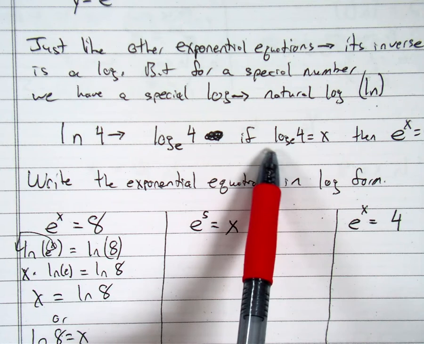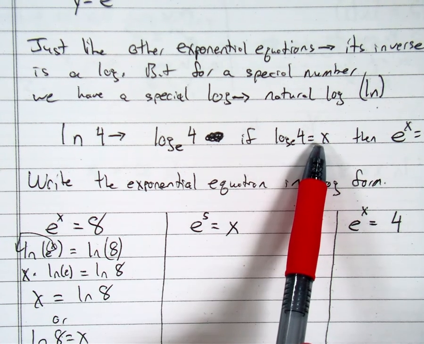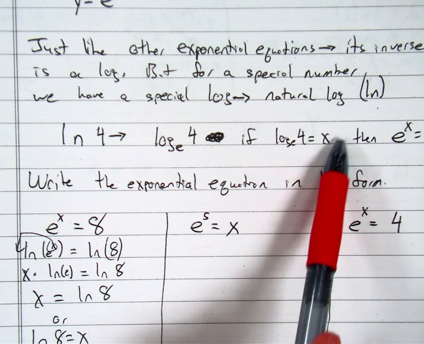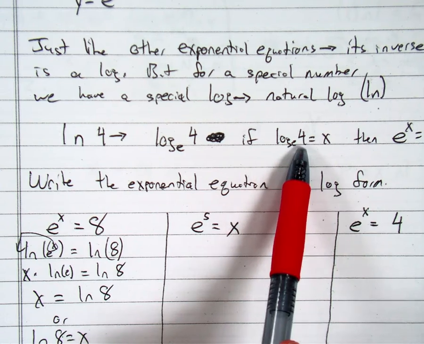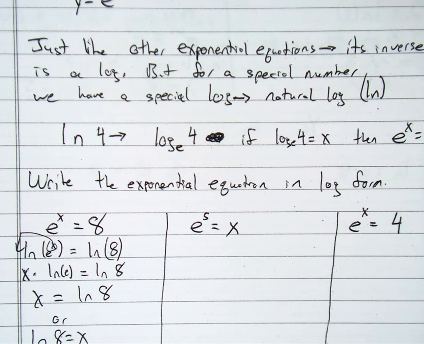And if we have log base e of 4 that equals x, then we can flip this around. x is the power of e that would give me 4. Okay?